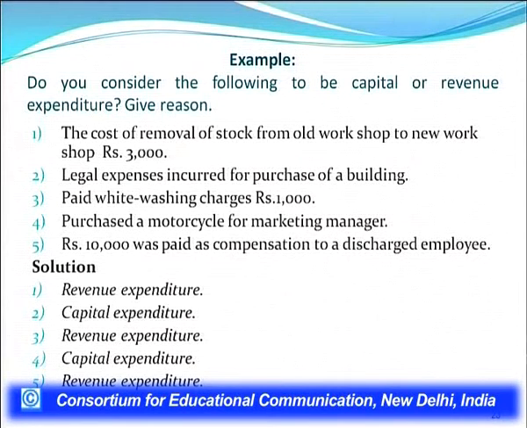Next is rupees 10,000 was paid as compensation to a discharged employee. An employee has been discharged or terminated from the organization and compensation of rupees 10,000 has been paid to him. So, in the ordinary course of business, some employees may be terminated by the firm. So, as per their service agreement, they can be paid compensation. So, these are some expenditures which you need to consider: how they are helping the firm and what is the period of benefit.